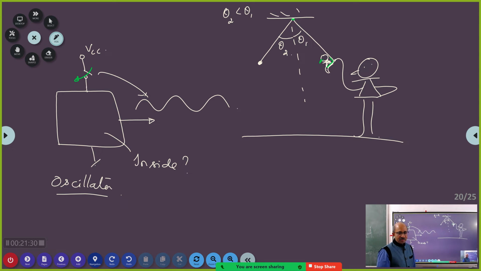Now what happens? The other side will reach an angle which is a bit less than theta 2. Less than theta 2, fine. That means this is going to come and be here, and this angle I will take as theta 3. Correct? Yes. Now what will you do?